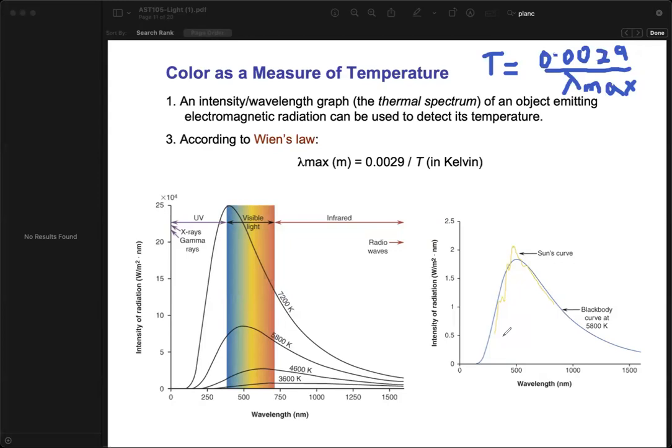Some other star, which is hotter, will have a greater contribution. Its peak will shift towards the left. And so the lambda max will be at a shorter wavelength, for example, at the violet end. And so there you can see it is also marked by a higher temperature, 7,200 kelvins. So that is the Wien's law.